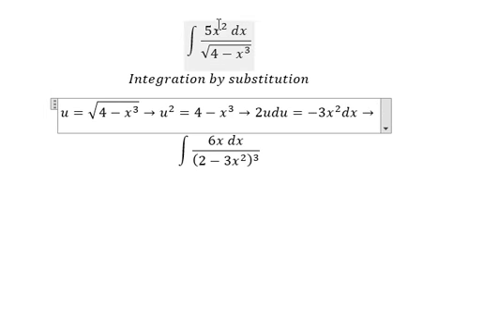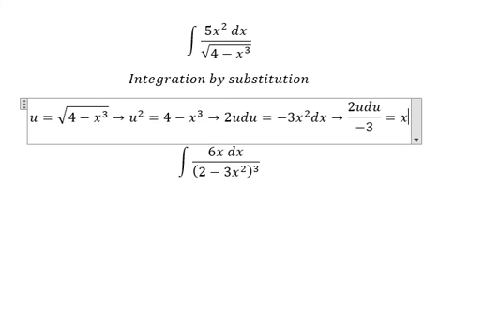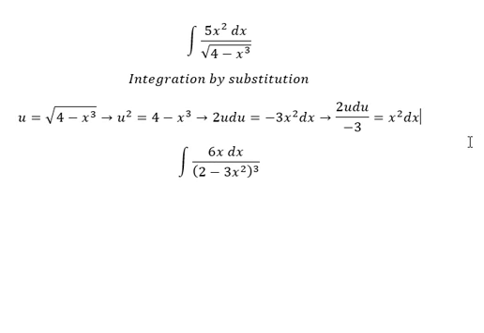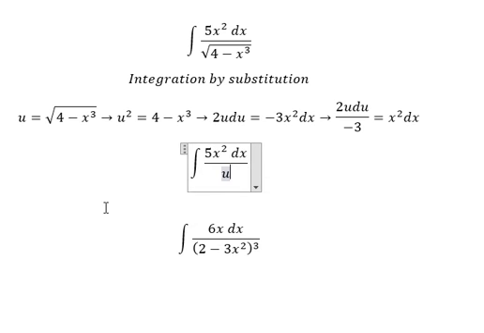So because we don't have negative 3, we need to divide both sides by negative 3. And you get s squared ds. The square root we change for u. S squared ds we change for 2u du over negative 3.